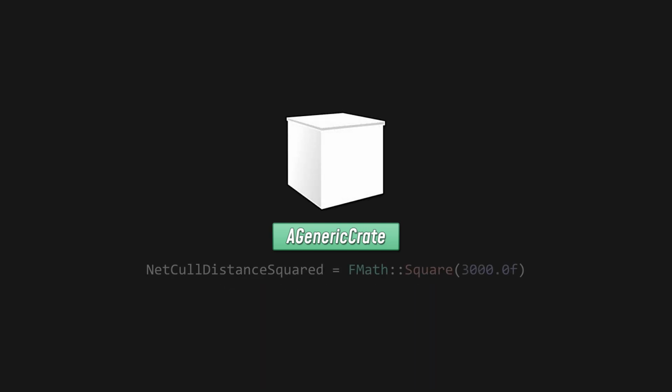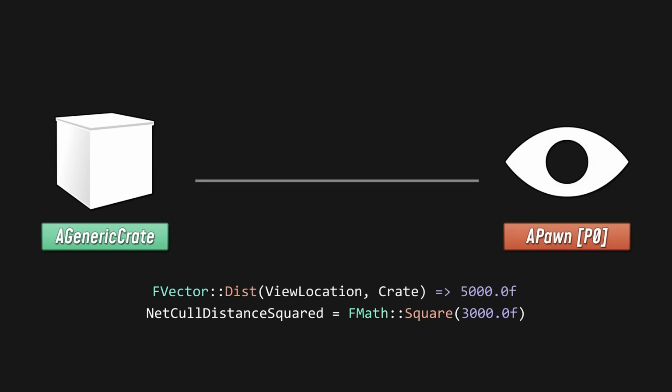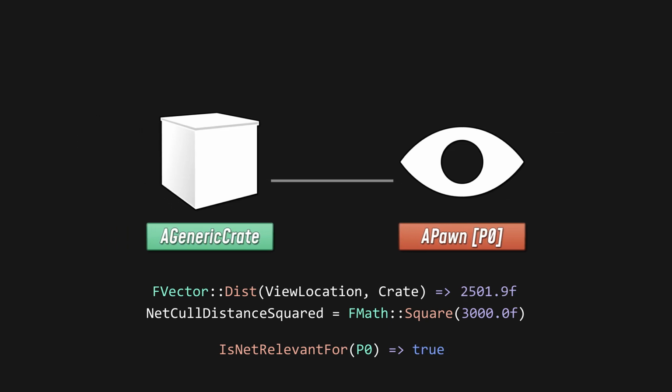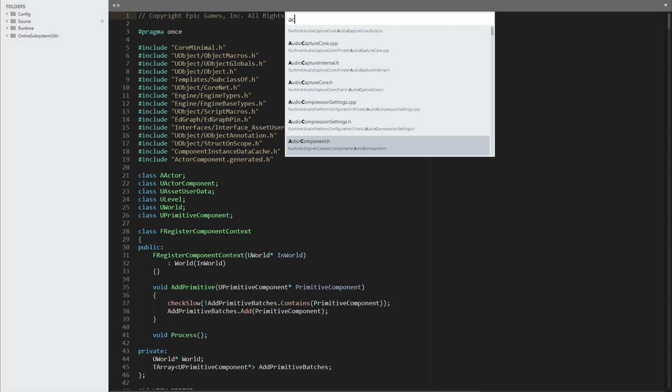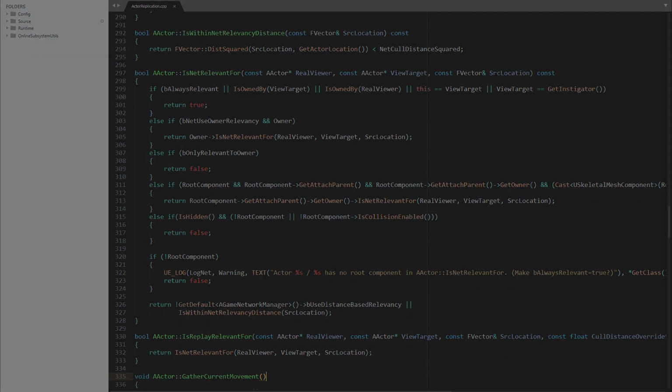Otherwise, relevancy is based on distance from the player that corresponds to the client connection. If the squared distance from the actor to the player is less than NetCullDistanceSquared, then the actor is relevant to that player. These rules aren't hard-coded. You can override the IsNetRelevantFor function for any actor class to provide your own custom rules.